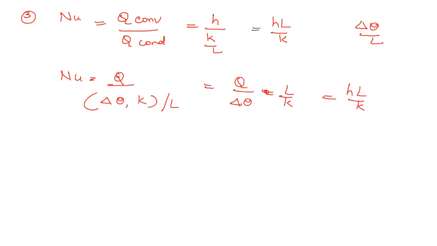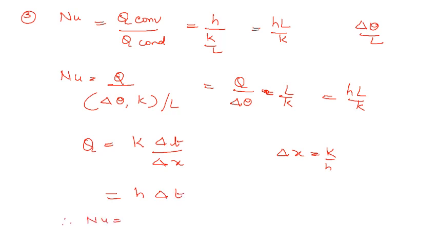Thus, we can also write Q is equal to K into delta T by delta X, where delta X is equal to K by h. Therefore, this is h delta T. So, the Nusselt number is L by delta X, that is equal to L by K divided by h, or hL by K.